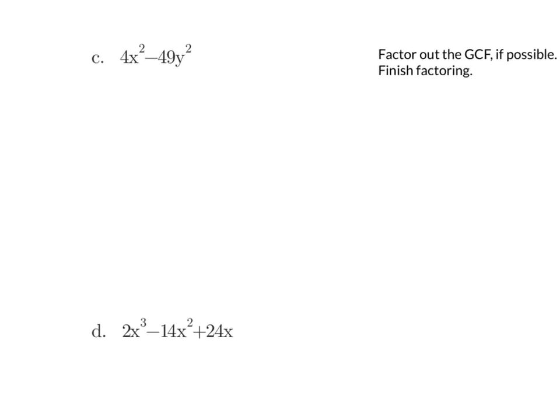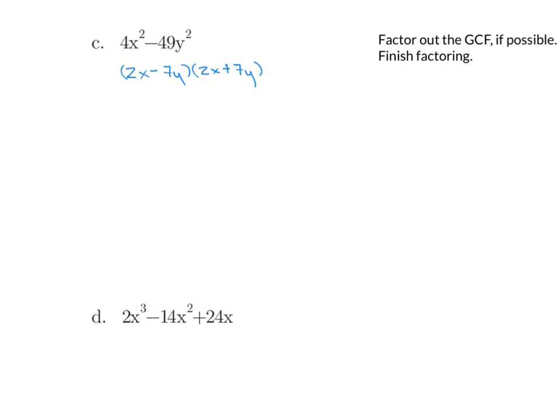If we look at C, C only has 2 terms. Does it have a greatest common factor? The answer is no. So when we talk 2 terms, what's the only other option that we have? Well, it must be difference of squares. And in fact it is. So 4x squared breaks down to 2x and 2x. 49y squared breaks down to 7y and 7y. And we have different signs. All right, we're done with example C. Let's go to example D.